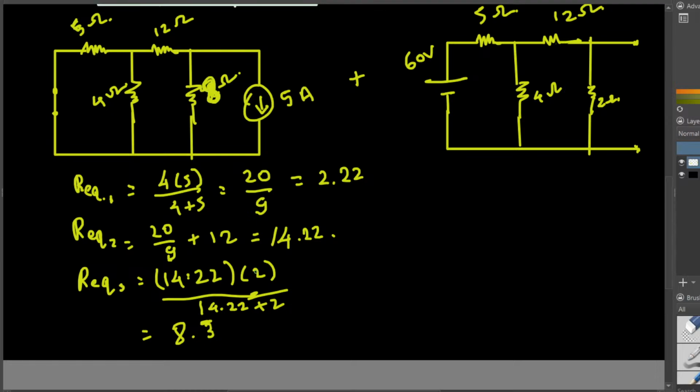If I do the 8 ohm resistance, this 14.22 times 8, 14.22 plus 8. So this one and this one also 8 here. Let me double check. 14.22 times 8 divided by 22.22.